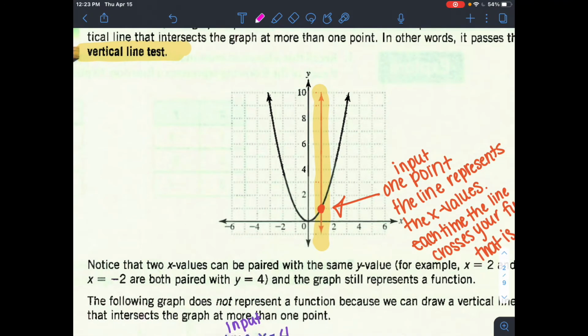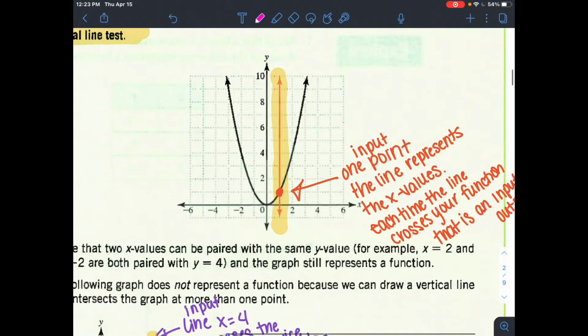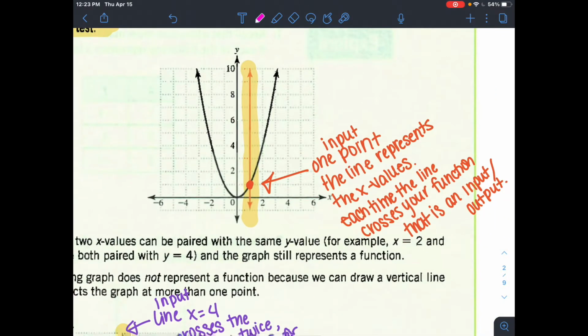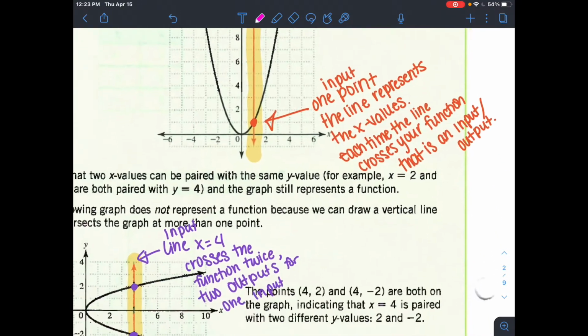It only intersects the graph one time. So my actual line represents all of the x values at 1 in this case. And where it crosses the function, that is my input and output. Okay, so if I plugged in a 1, I get out a 1. And if I did this anywhere on the graph, it would still pass the vertical line test.